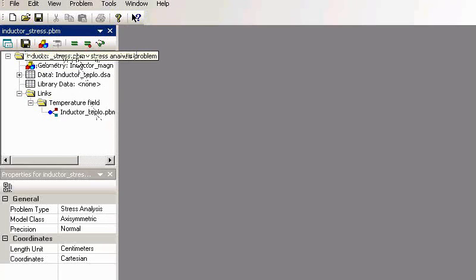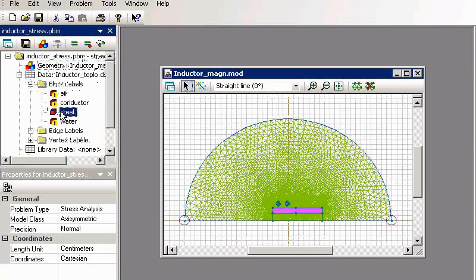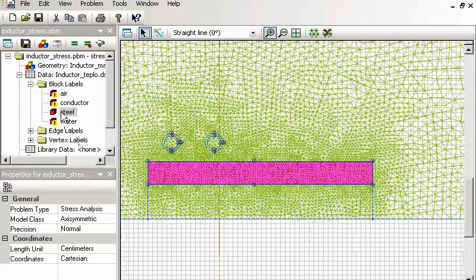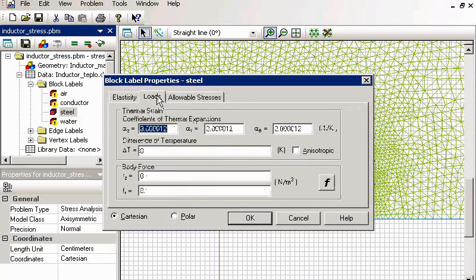Let me show you. Here is the mechanical problem. I use the same geometry model, but for the mechanical problem, I specify mechanical properties for objects. So my steel tube is heated, and I would like to calculate the stress distribution in my steel tube. These are the mechanical properties for my steel tube, and I specify coefficients of thermal expansion, but I don't specify the temperature difference here.